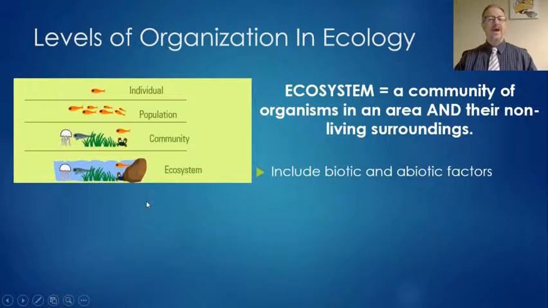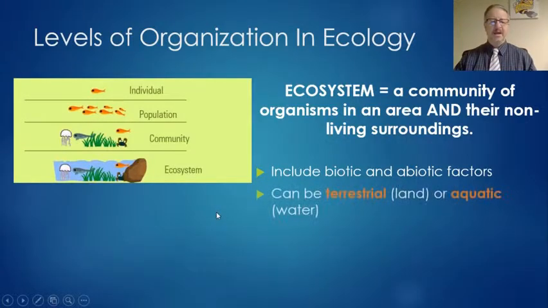All right, so again, ecosystems include both biotic and abiotic factors. Do you recall those particular terms? I know we've talked about them in class before. So basically, these ecosystems can either be terrestrial, or what we would call land-based, or they can be aquatic or water-based, such as the community we're looking at here in this picture.